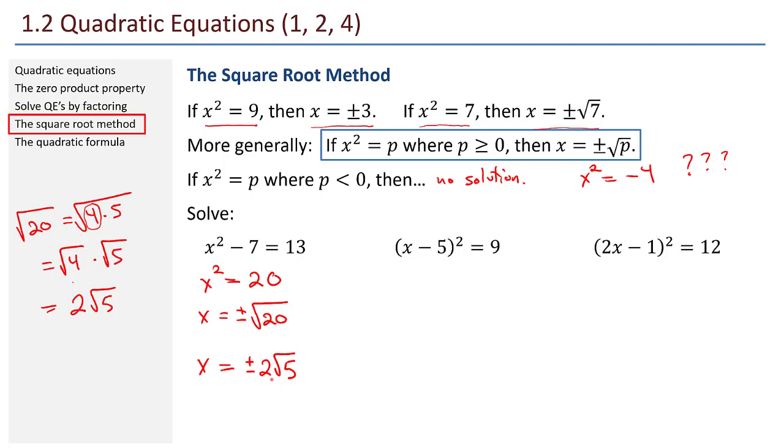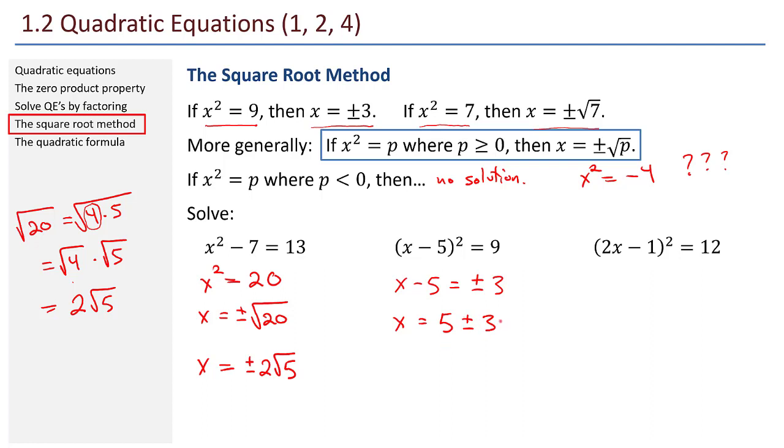Next equation. This one's a little different. Look at this. It's the entire x minus 5 that's being squared. Now, it might be tempting to expand that out, and you could solve this, but don't expand it out. Leave it as a square and instead take the square root of both sides. When I do that, I get x minus 5 equals plus or minus 3. Now I can add 5 to both sides. X equals 5 plus or minus 3.